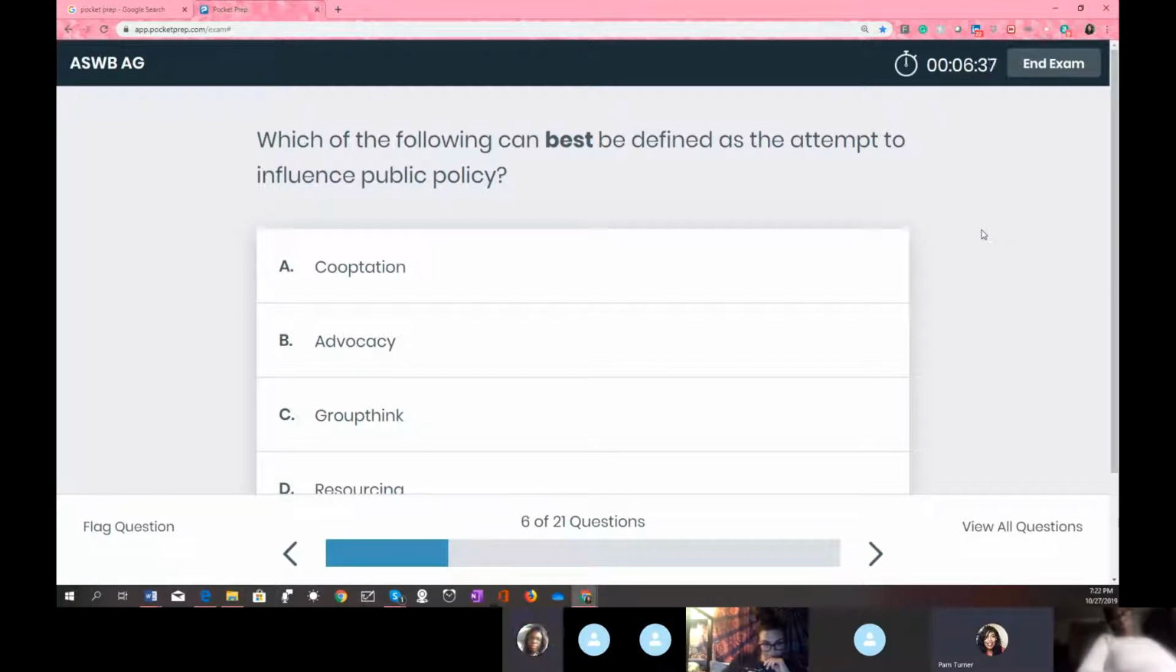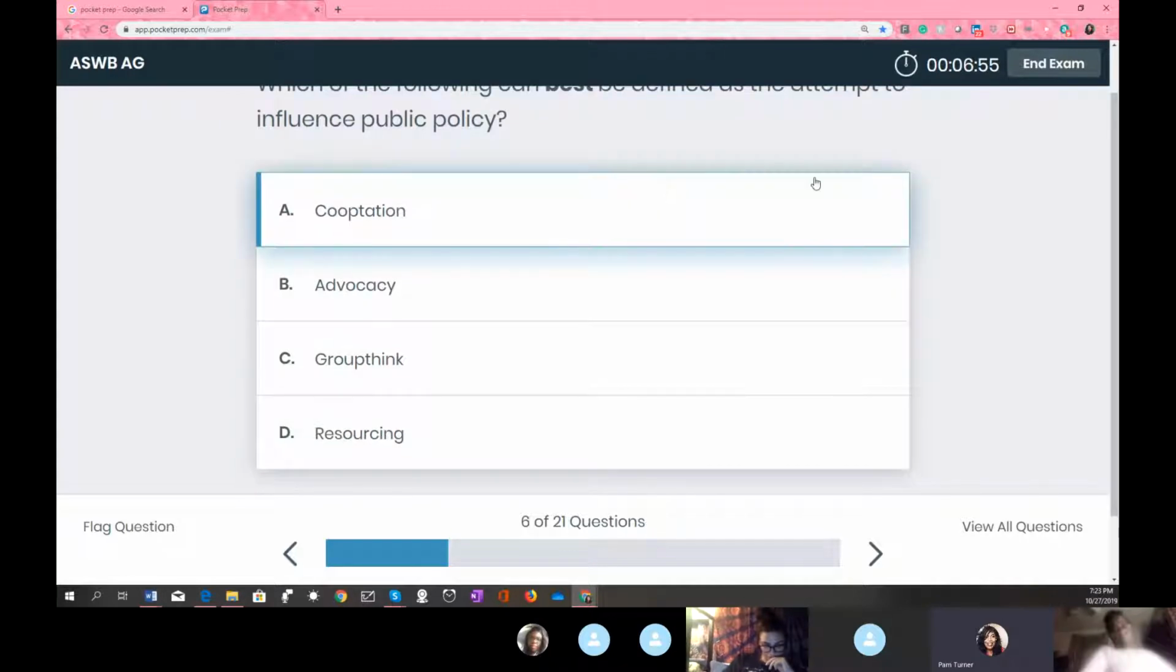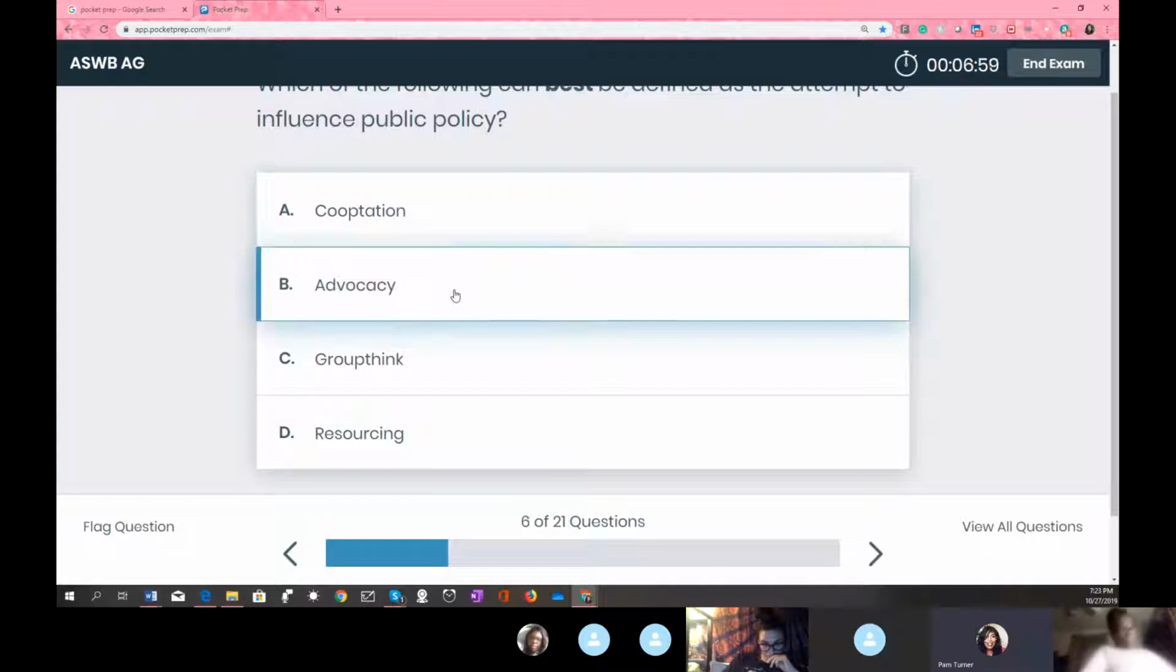What else can be defined as an attempt to... Go with B. Got a D. Resourcing. Which of the following can be best defined as an attempt to influence public policy? Okay. Got a B on that one. B, B, B. We'll go with advocacy.